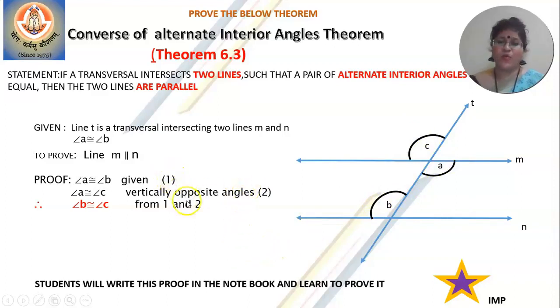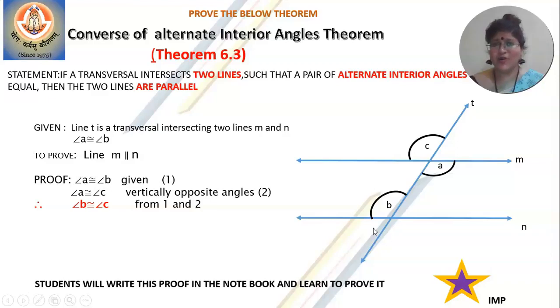Now compare statement 1 and 2. A equal to B and A equal to C. So what about B and C? They will be congruent from 1 and 2. So now look at B and C. Are they not congruent? Yes. Now this is how you're expected to think. B and C both are congruent. That means their measures are equal. If this is 120 degrees, this is 120. This is 110, this is 110. Right? And what kind of angles do they look like?